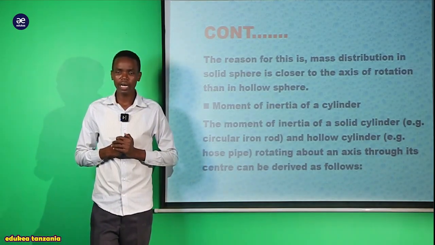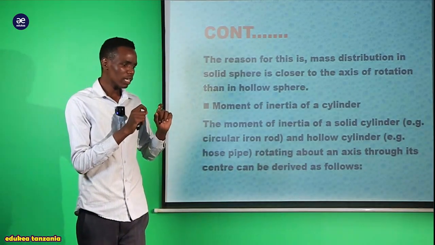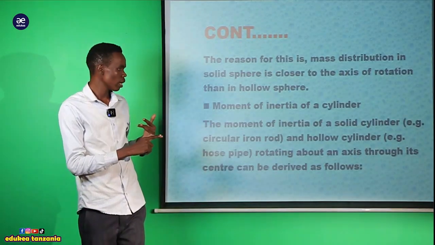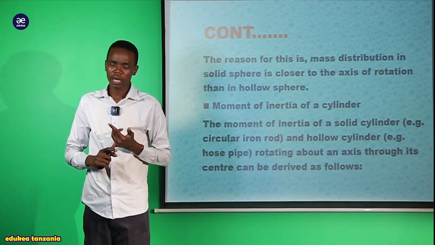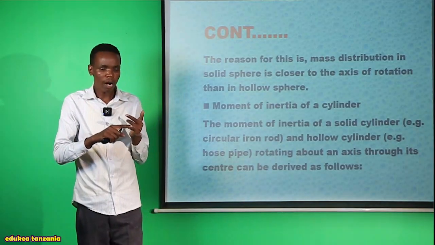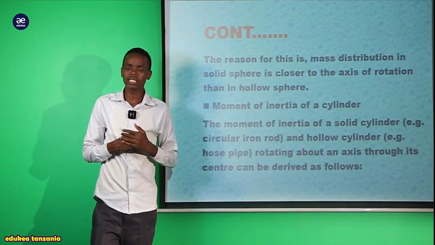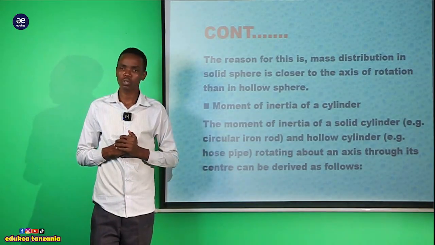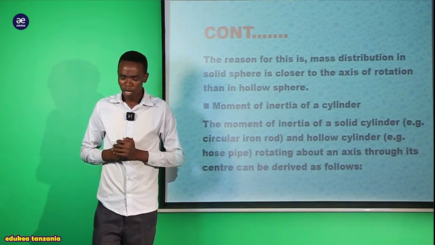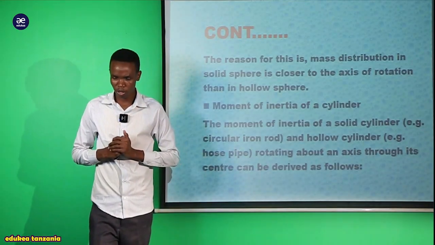The key terms to understand for our cylinder here is that the cylinder is categorized into 2 parts. One of them is the solid cylinder. An example of the solid cylinder is the circular iron rod. And also we have the hollow cylinder, and an example of the hollow cylinder is the hose pipe. That is what we are going to see, how it can be applicable to the moment of inertia. So this is divided into 2 types.